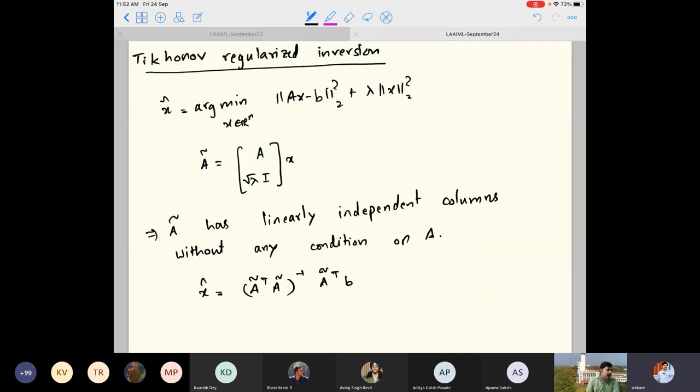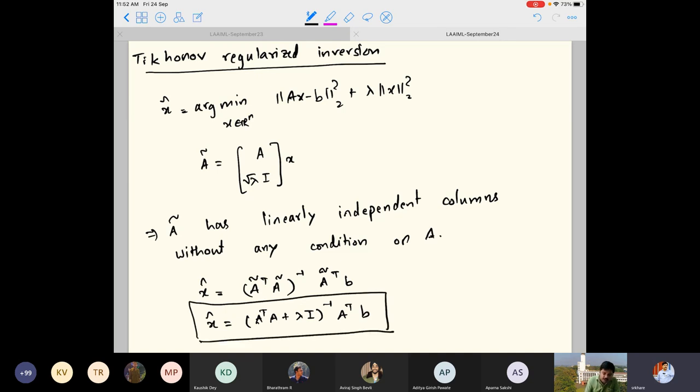That's what we will have. And what will happen then? Okay, so how will this look? It will look like A transpose A plus lambda times identity, inverse, into A transpose B. So x hat will look like this.